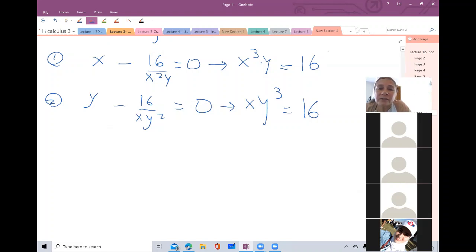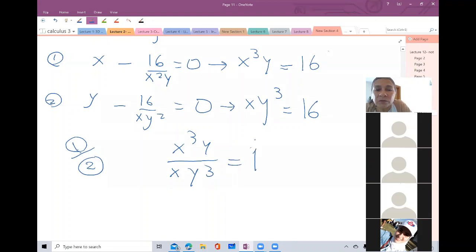So I actually arrived at these two equations, 1 and 2. What is the simplest way to do the job here? If I took equation 1 and divided by equation 2, I'll end up with x cubed y over x y cubed equal to 1, okay?